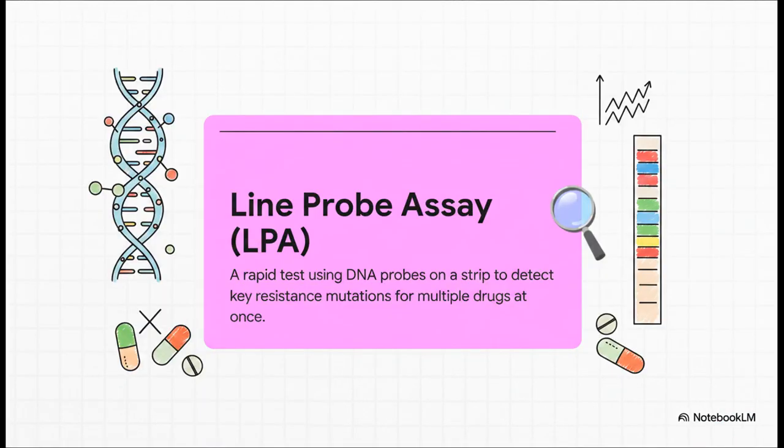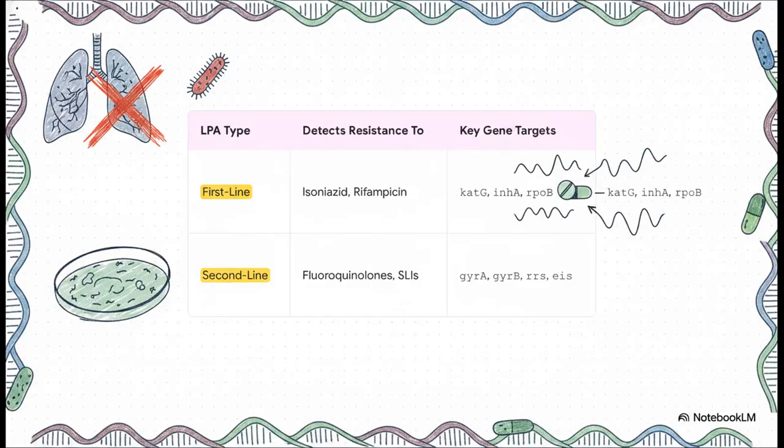So let's take a closer look at one of those follow-up tests, the line probe assay, or LPA. The easiest way to think about it is as a molecular antibiogram. It basically takes the bacterial DNA, makes a bunch of copies, and then uses these special probes on a paper strip to see if the key resistance mutations are there or not. You literally see the results as colored bands on a strip, giving you a super fast genetic profile of the bug's resistance. And there are two main types of LPA you need to know.